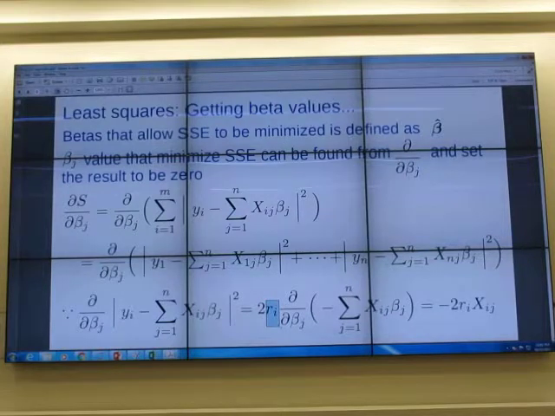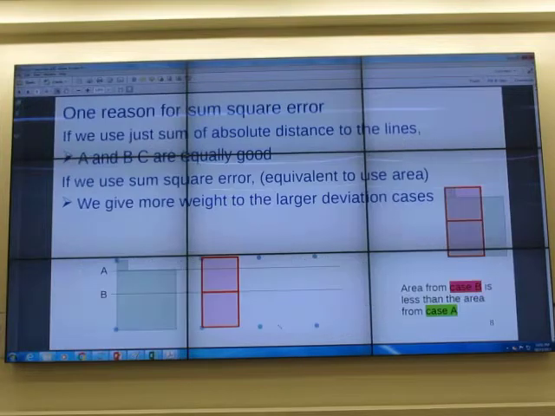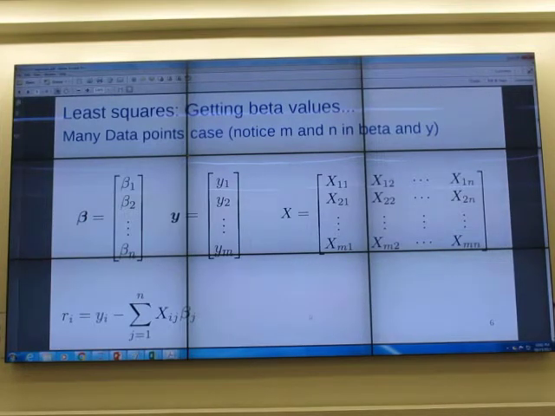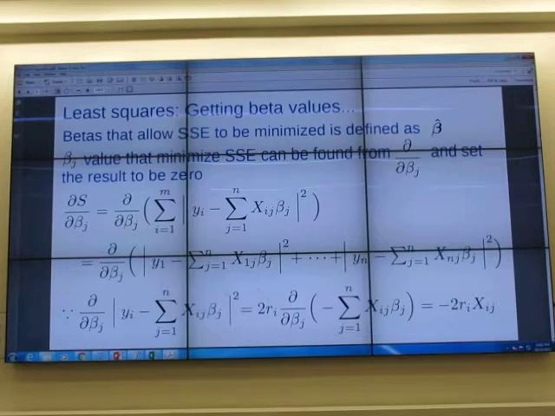What is i? That is i: yi minus xij beta j. So it's the residual squared, this whole thing. Take the derivative with respect to beta j equal to 2. So 2r stays, and this term just gets minus xij.